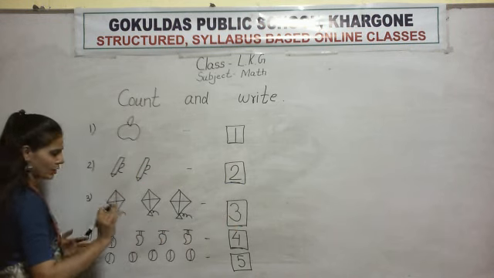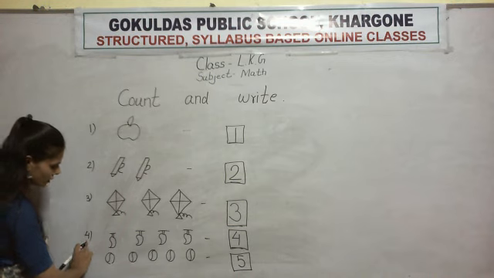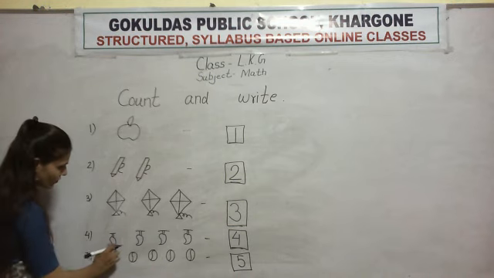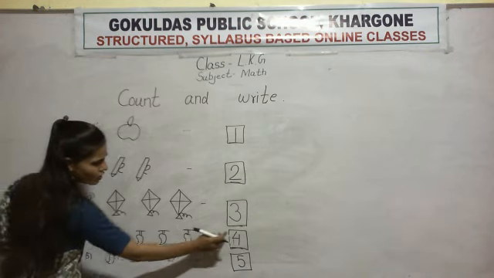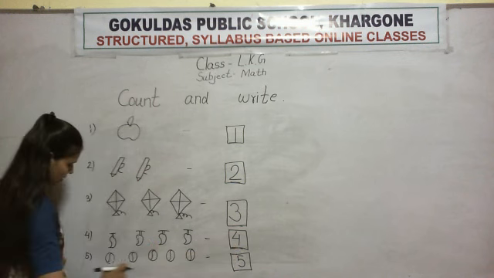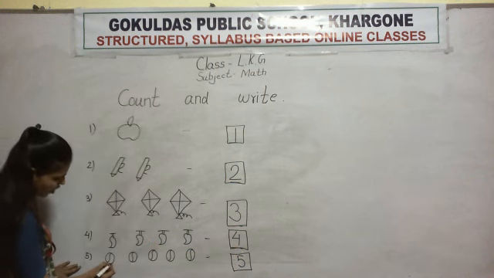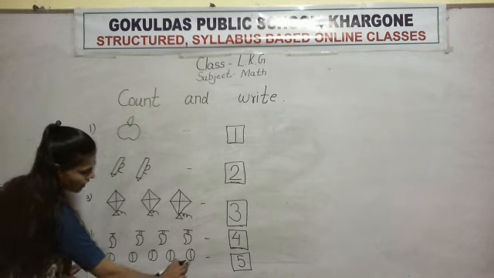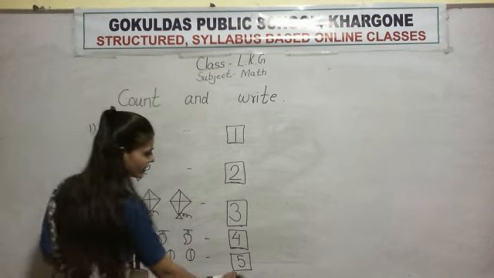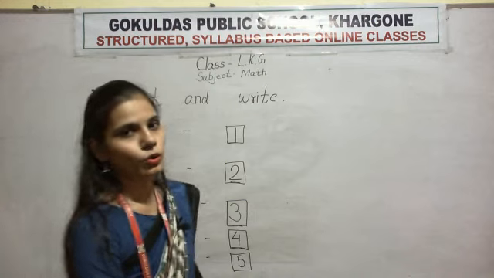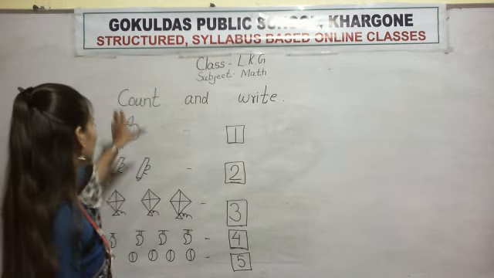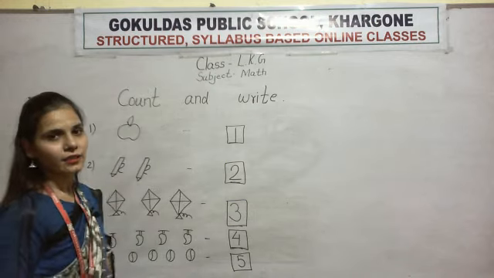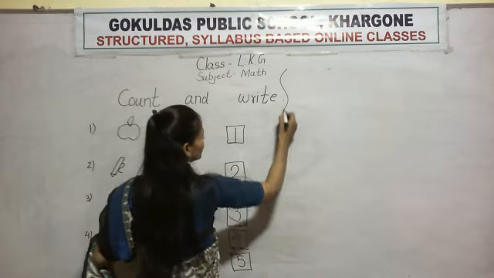Okay, let's check only. Number 4. How many mangoes? 1, 2, 3, 4. So here we write number 4. Question number 5. How many balls are there? 1, 2, 3, 4, 5. There are 5 balls. So here we write number 5. So done your work. The question is count and write. Okay, write in your notebook.